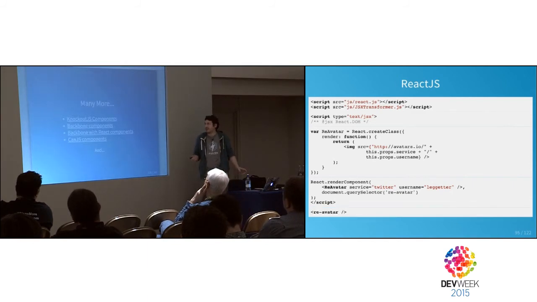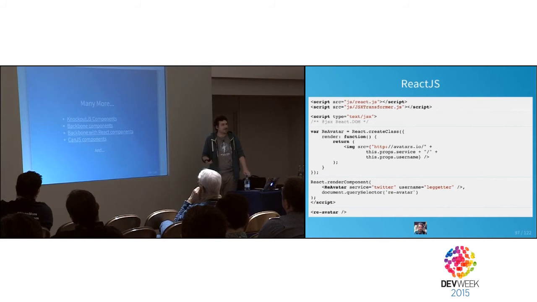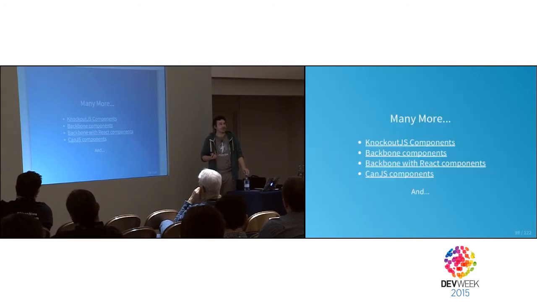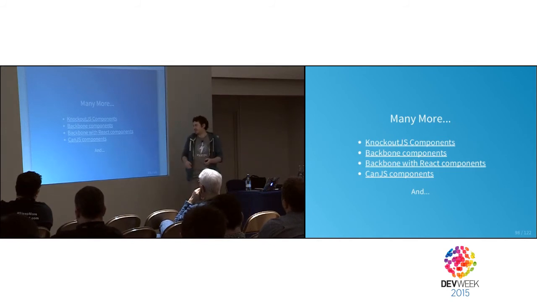And if you look at any of the libraries, who uses Knockout? Okay, quite a few people. So who's using Knockout components that came out in 3.2? Okay, 2. So Knockout have got components in there as well. Backbone, I don't think it's native. I think it's another extension of Backbone. And you can combine all of these things as well. There's Backbone with React components, CanJS. There's a bunch of other frameworks that already have this idea of components.